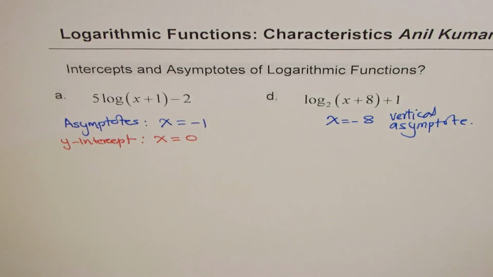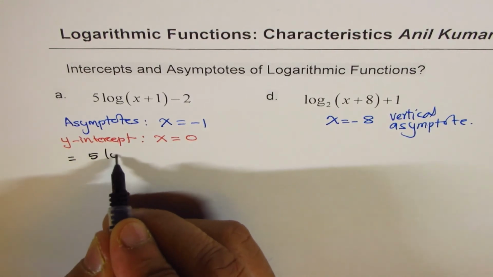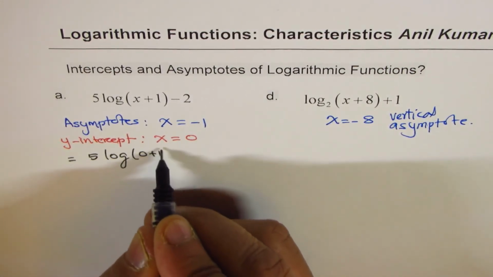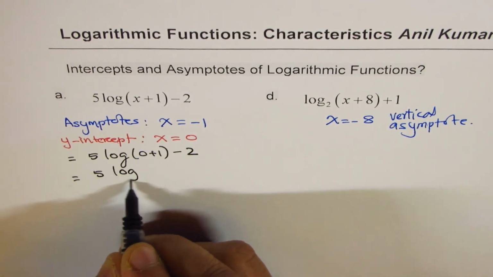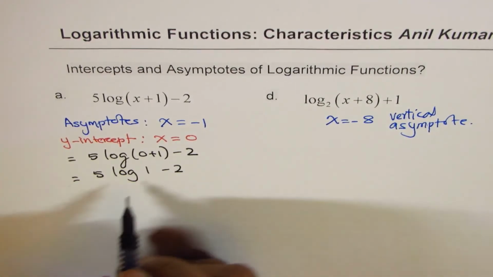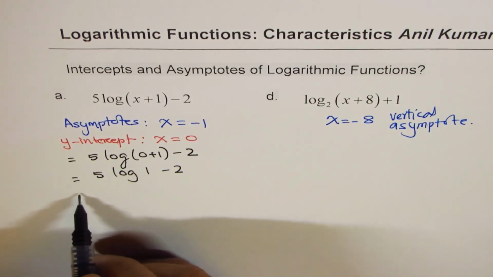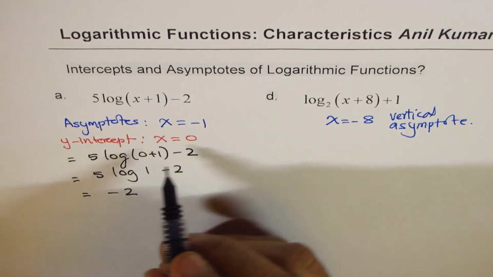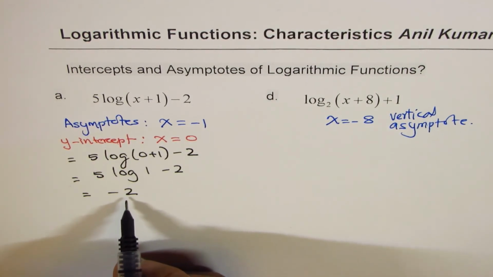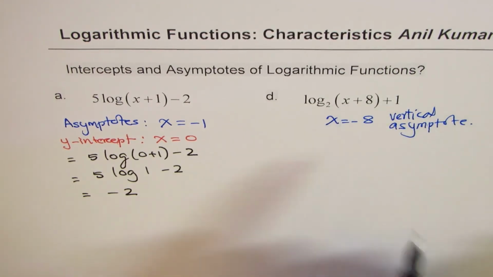So if I substitute x equals 0, what do I get? In the first function, I get 5 log of 0 plus 1 minus 2, which is 5 log of 1 minus 2. Log of 1 is 0. So the first part is 0. So we get minus 2. So the y-intercept for us in the first case is at y equals minus 2. Correct?